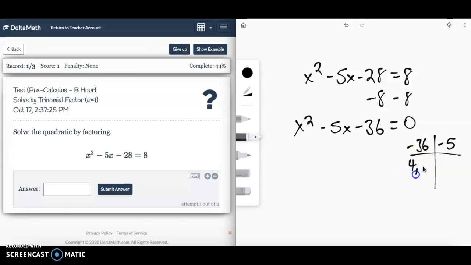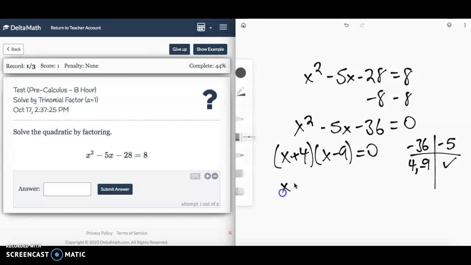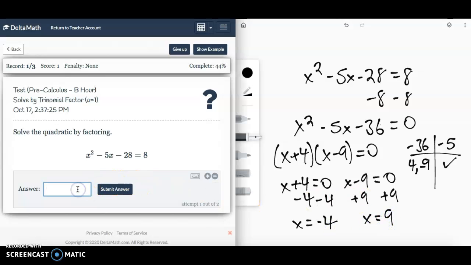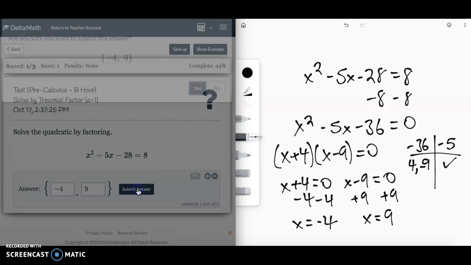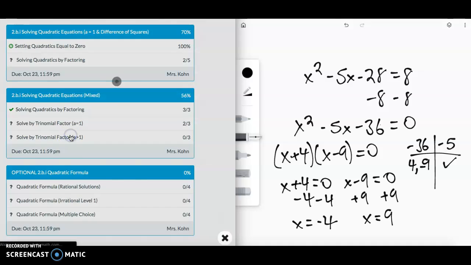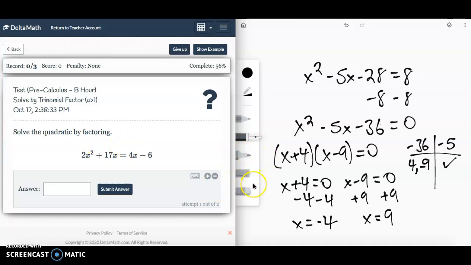So I think 4 and 9, some combination of that will do it, but I need them to add to negative 5, so I need my 9 to be negative. Yep. x plus 4, x minus 9, and then I separately set my factors equal to 0 and solve. x equals negative 4, x equals 9. Awesome. All right, so let's go on to some solve by trinomial factoring when a is greater than 1.